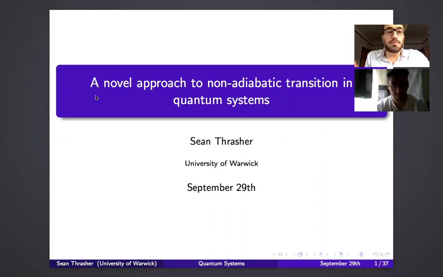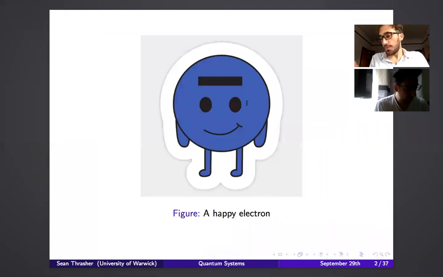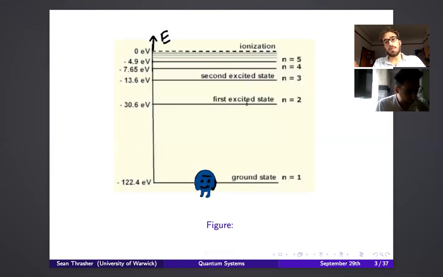So hello and welcome to my presentation on a novel approach to non-adiabatic transitions in quantum systems. So let's get started. Suppose we've got an electron. Now, quantum mechanics says a couple of interesting things about this electron. Firstly, it can only occupy discrete energy levels. So this right here is an energy level diagram. We've effectively got a ladder here. And each rung of this ladder, each horizontal line, effectively tells you an allowed value of energy.